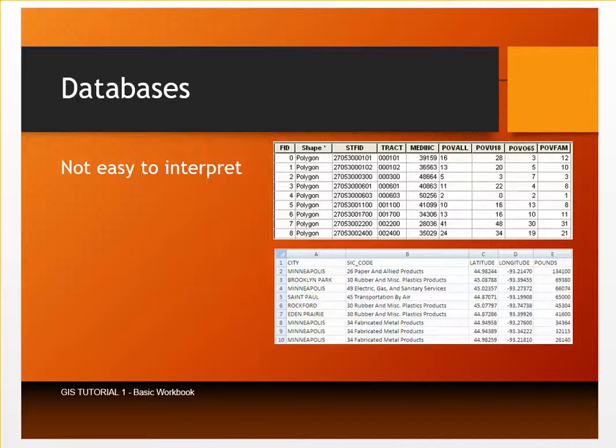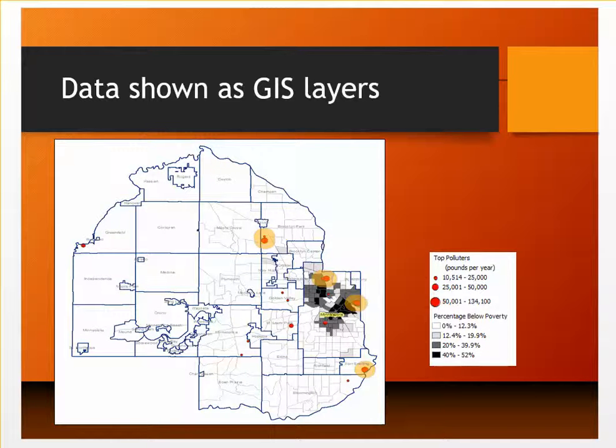So we're going to change that. We're going to use a map. We're going to plot these two data tables in a map. Both of those tables in the previous slide had location information, census tracts and the companies.